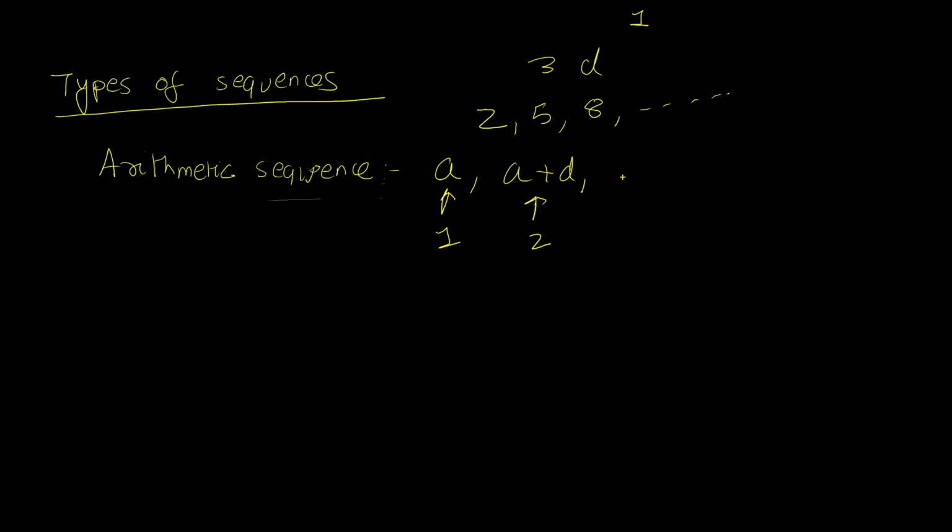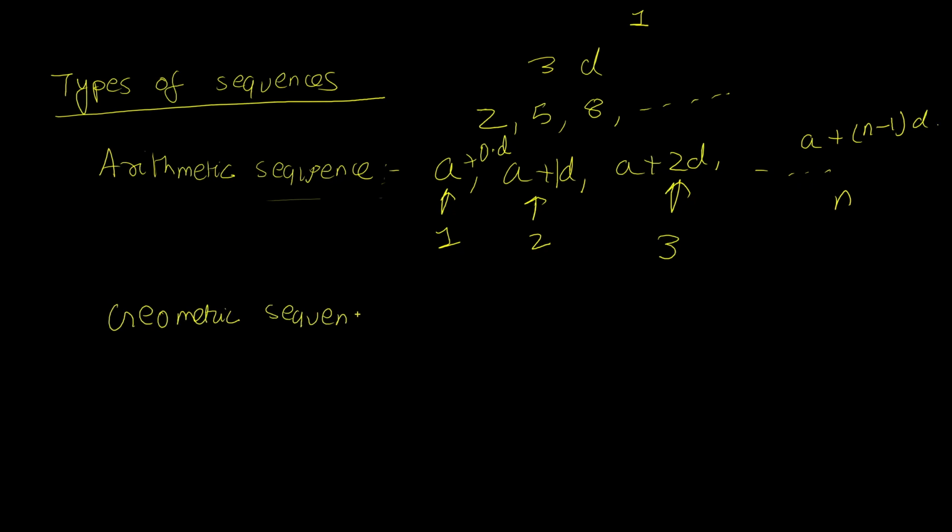And then in order to reach the third term, I want to add one more d. And therefore, I would be at a plus 2d. And remember, this is for index 3. And by the way, this is also 0 times d, right? And the pattern here is, to get the first term, I need to add 0 differences. To the second term, I need to add 1 difference. Here's 1, and so on. So in order to get to the nth term, I want to take the first term and then add n minus 1 differences. So there's another sequence called a geometric sequence.